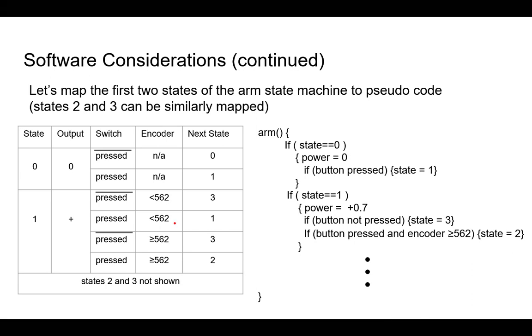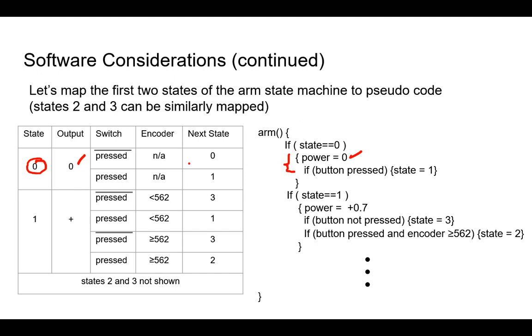And so the first thing we do is we start with state 0. That was our initial state. So when we call ARM, if we're in state 0, we're going to execute this set of code. So what is that set of code? The first thing is we take care of the output, which is equal to here. So we turn the motor off.